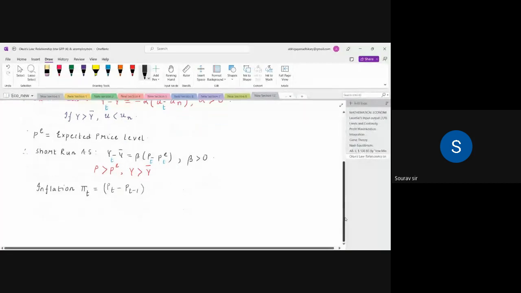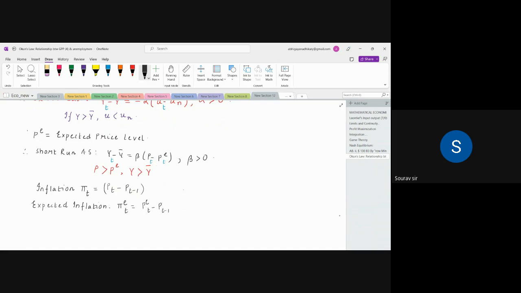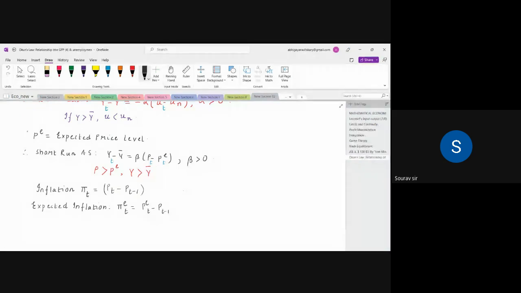If I ask you, what about the expected inflation? It would have some notation like this: pi expected in the period T. So that would be the expected price in period T minus the actual price, because in period T minus 1 the price was known, you know. You need not take the expectation there, right? So this is how you would define them, right?